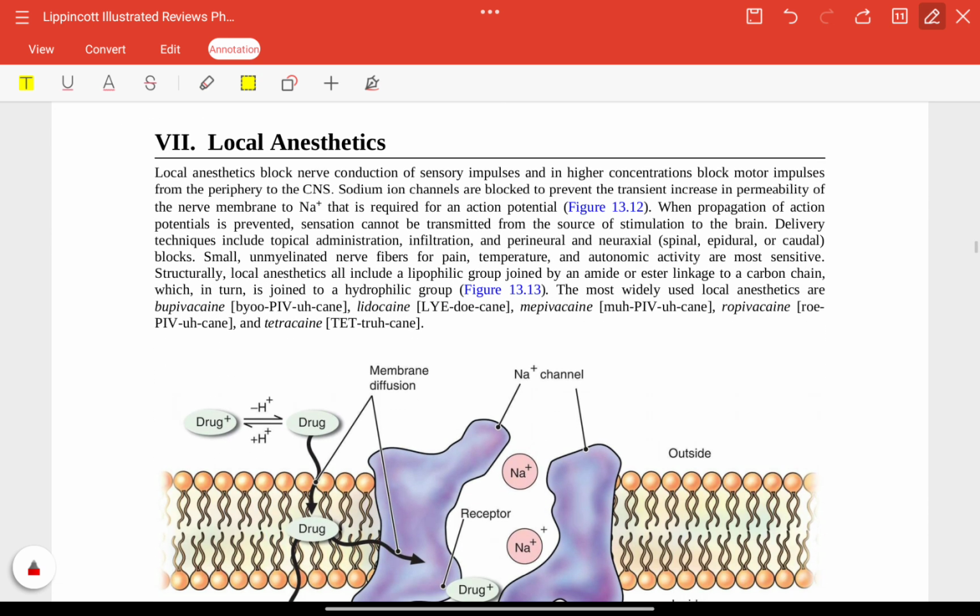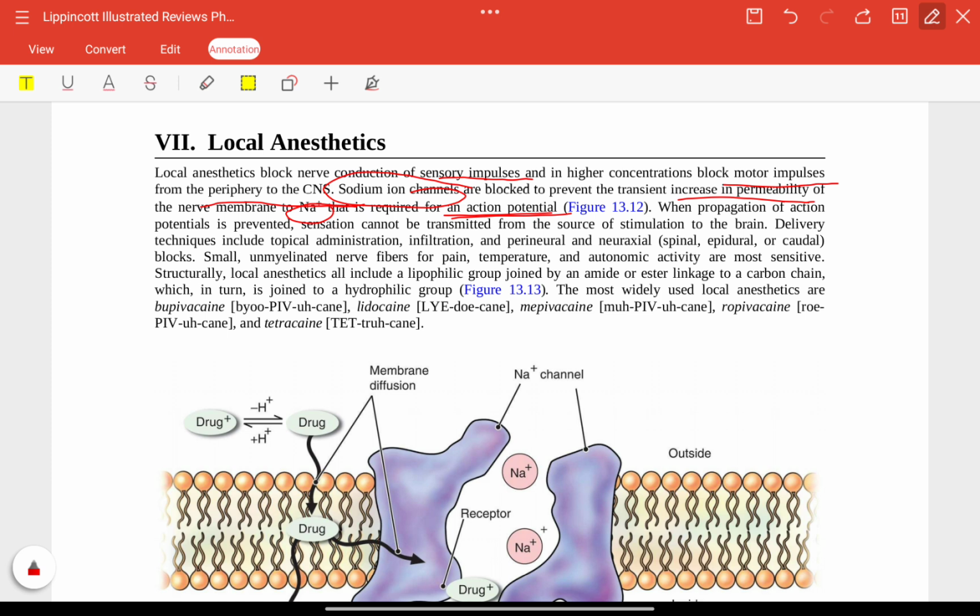Now, local anesthetics. What do local anesthetics do? They block nerve conduction of sensory impulses, and in higher concentration, block motor impulses from the periphery to the CNS. Sodium ion channels are blocked to prevent the transient increase in permeability of the nerve membrane to sodium that is required for the action potential. When the propagation of the action potential is prevented, sensation will not be transmitted to the source of stimulation, the brain.